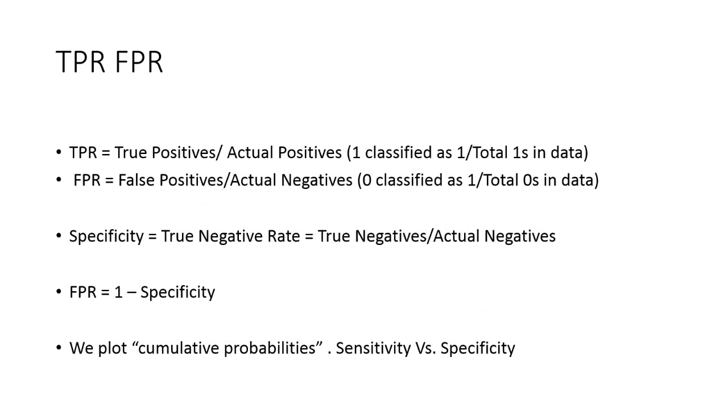So what are TPR and FPR? TPR and FPR are derived from true positives and false positives. TPR is true positives divided by the actual number of positives, and FPR is false positives divided by the actual number of negatives. This will be clearer when we take an example later on. I also define something known as specificity. Specificity, otherwise known as the true negative rate, is true negatives divided by actual negatives. False positive rate is equal to 1 minus specificity, and hence ROC is nothing but the plot of sensitivity versus 1 minus specificity. What we actually plot are the cumulative probability values.